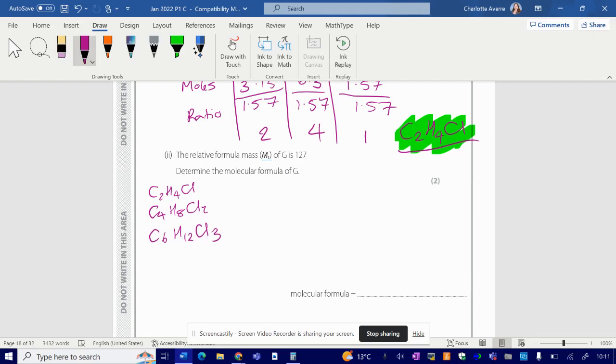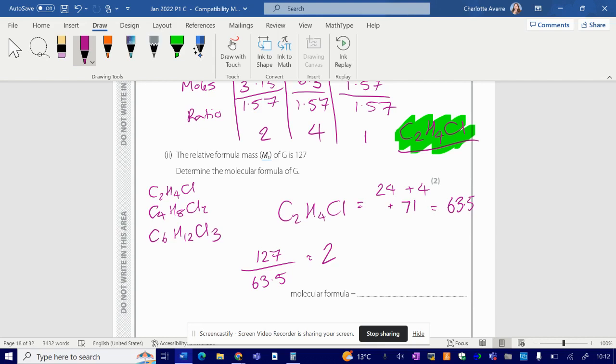So we're going to take our C2H4Cl and we're going to work out the mass of that. So we're going to add together our 2 carbons, 4 hydrogens and our 1 chlorine, and that's going to get you a mass of 63.5. Okay, if we look at that, 127 divided by 63.5 is equal to 2. So you have got 2 lots of C2H4Cl in each of the things in G.